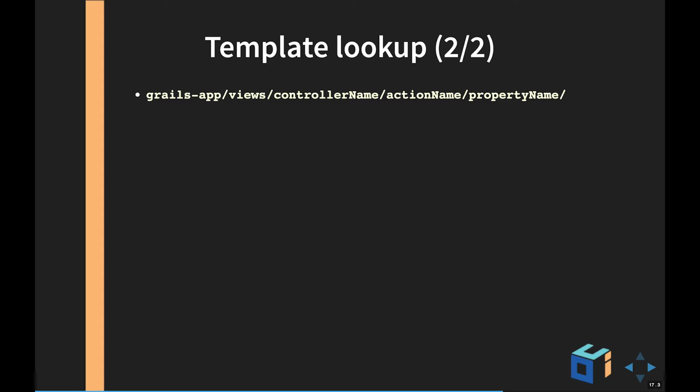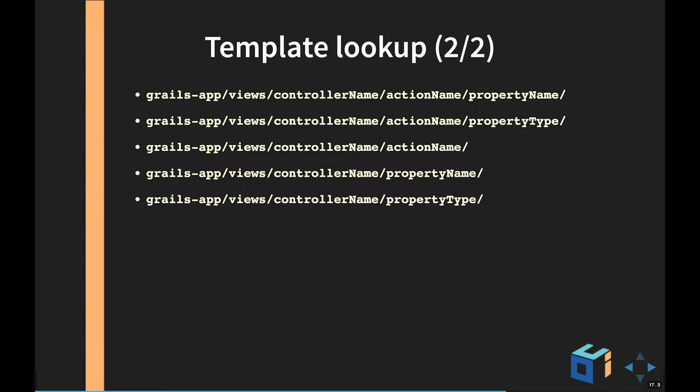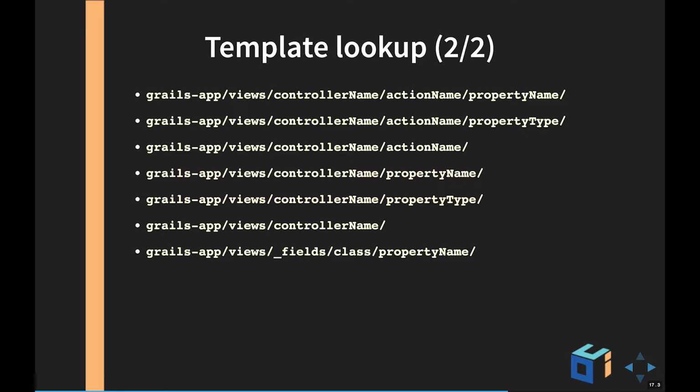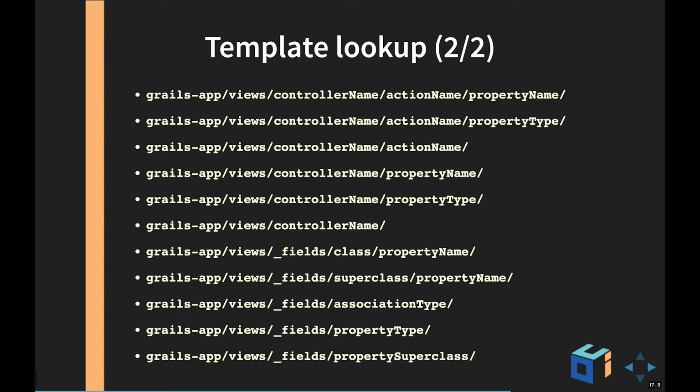So this is an example where I just have action name, controller name, action name, and property type. Then it will look in controller name, action name for a, let's say, widget, controller name, property type, controller name, and then it'll start looking at the fields, at the class name, at the property name, superclass name, the property name, and the association type, so has many, has one, the property type, and the property superclass, and finally it looks in default.